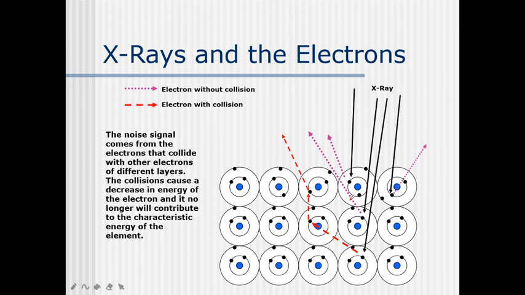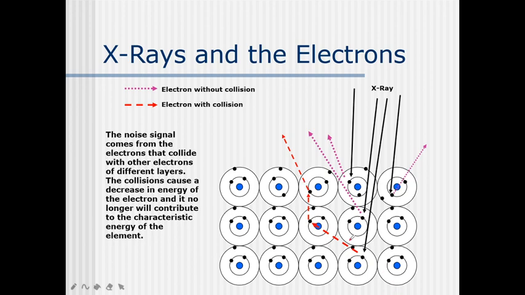The collision causes a decrease in the energy. Once the electrons get ejected out, again it collides, there is a loss of some energy. This decrease in energy will contribute very less to the characteristic of that particular energy. The collisions cause a decrease in energy of the electron and it will no longer contribute to the characteristic energy of the element.